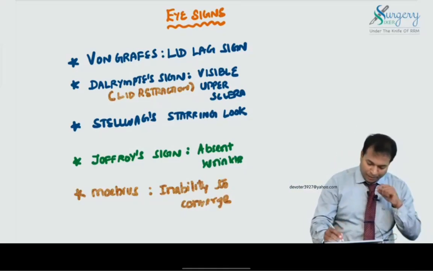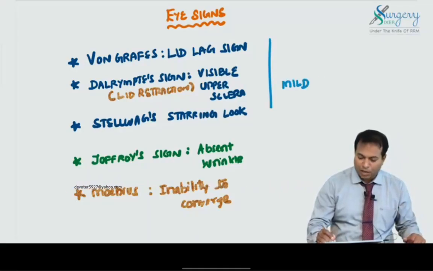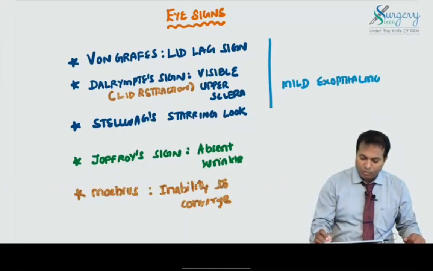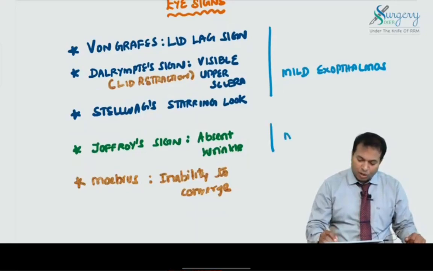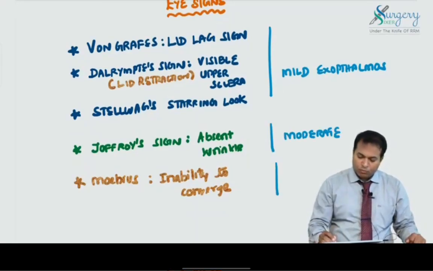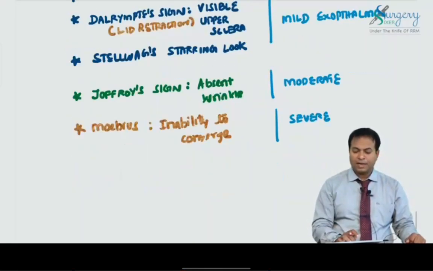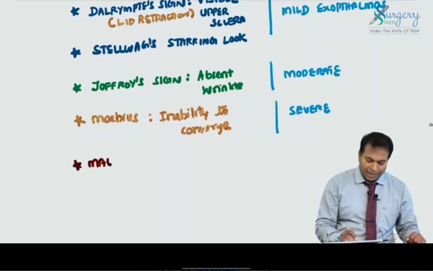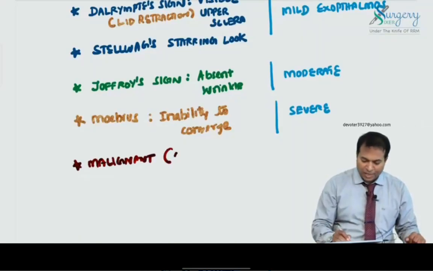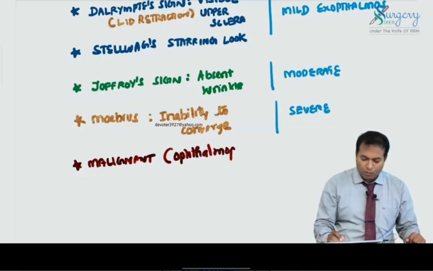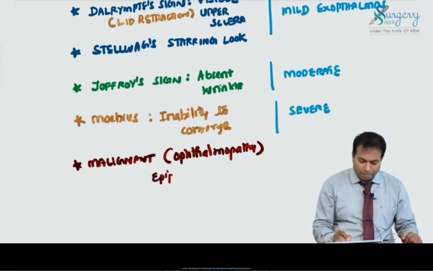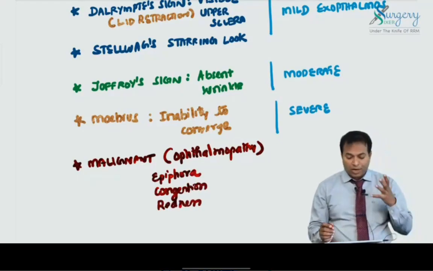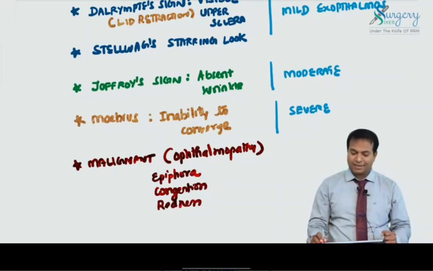So the first three are seen in mild exophthalmos. Exophthalmos grading: mild exophthalmos, you will have Von Graefe's, Dalrymple, Stellwag. Moderate exophthalmos, you will have Joffroy's. And Mobius is seen in severe exophthalmos. And finally there is malignant exophthalmos. Malignant is the last stage, known as ophthalmopathy. Graves ophthalmopathy. The patient will have epiphora, congestion, redness. If you do not treat, they will even lose eyesight. So that is malignant exophthalmos.